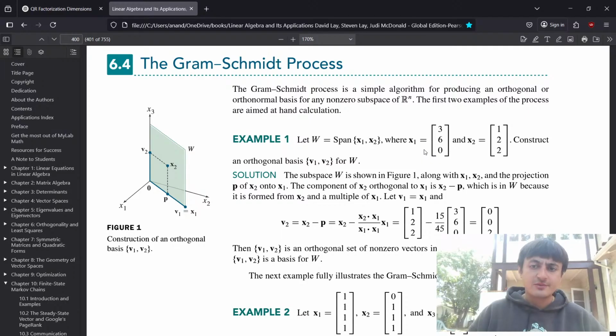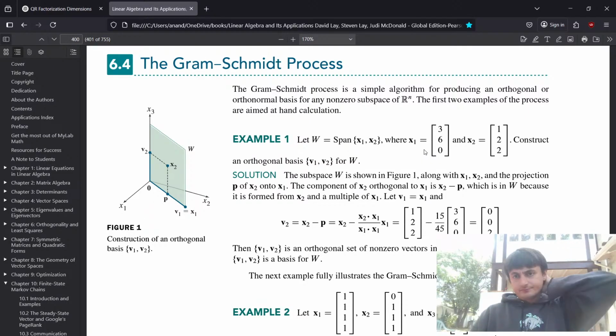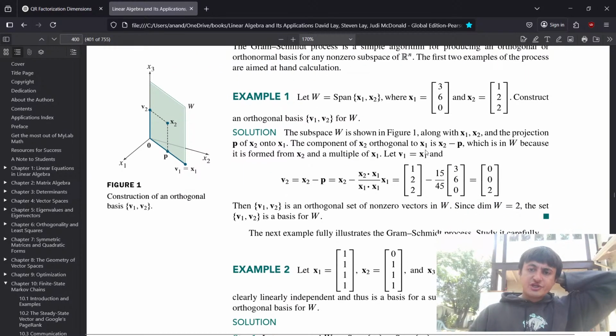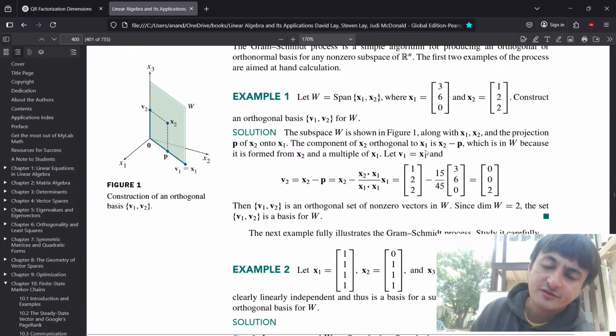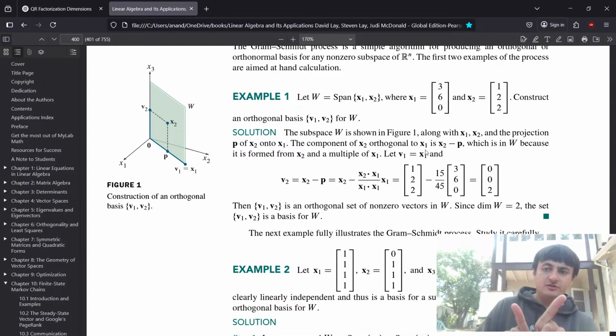Okay, so the Gram-Schmidt process is a simple algorithm for producing an orthogonal or orthonormal basis for any non-zero subspace of Rn. The general idea is that you have two vectors, and they're linearly independent. Therefore, they span this two-dimensional space, a plane, if it's in R3. What you do is you take the first vector, and then you project the second vector onto the first vector, or onto the span of the first vector.